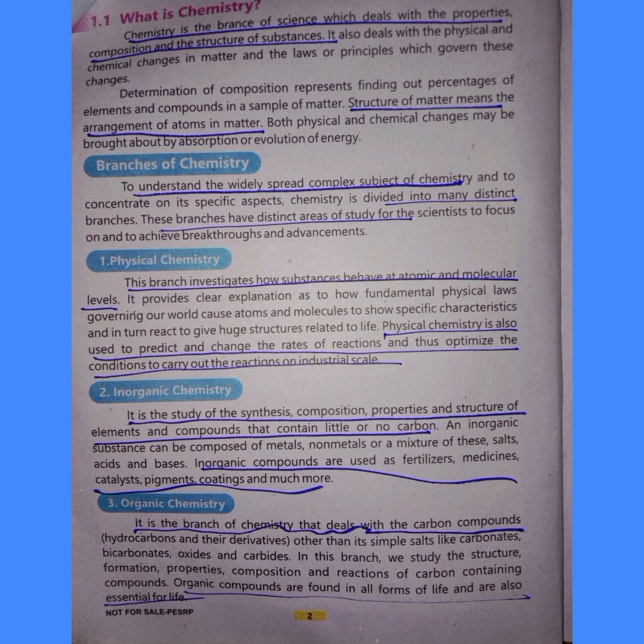Next branch, organic chemistry. It is a branch of chemistry that deals with the carbon compounds other than its simple salts like carbonates, bicarbonates, oxides, and carbides. In this branch, we study the structure, formation, properties, composition, and the reactions of carbon-containing compounds. Organic compounds are found in all forms of life and also are essential for life.